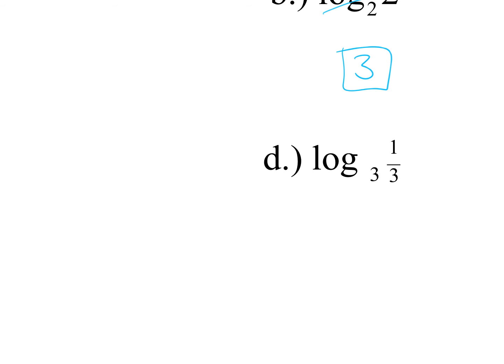And then for d, what do we think? How can I make 1/3 have the base of 3? Awesome. It would be 3 to the power of negative 1. You can change 1/3 and make it 3 to the power of negative 1. So log base 3 of 3 cancels, and I'm left with negative 1.